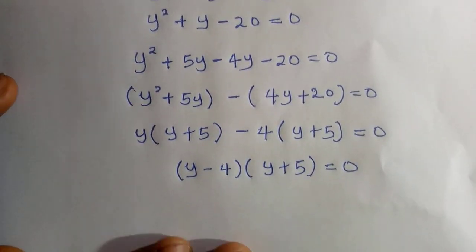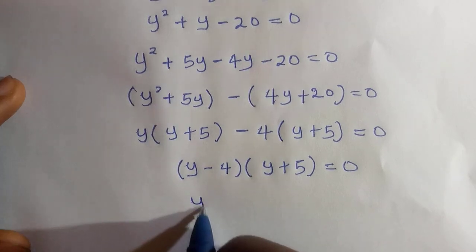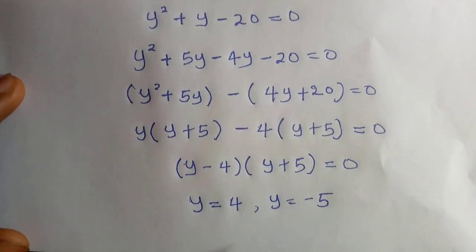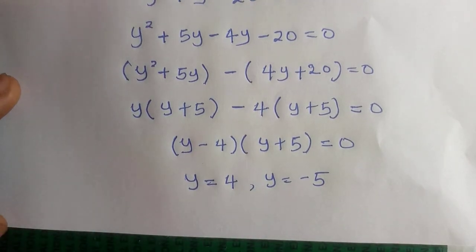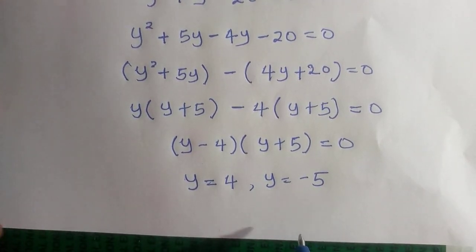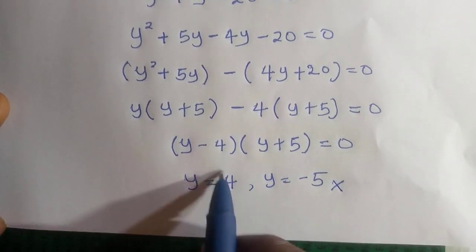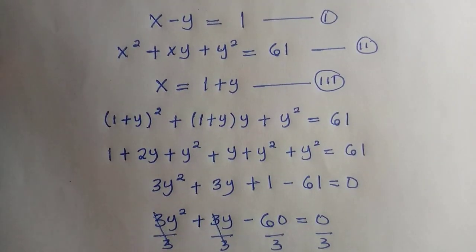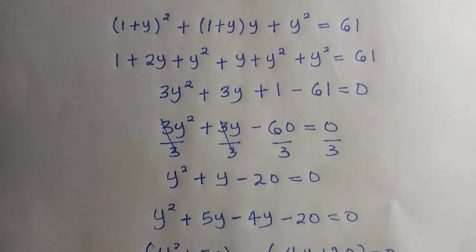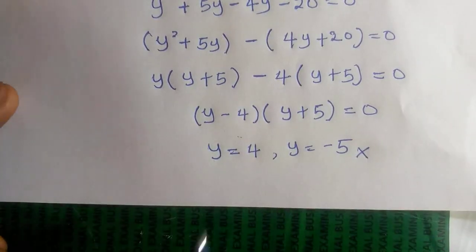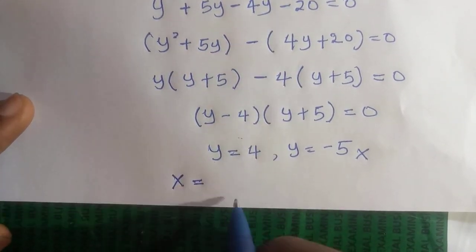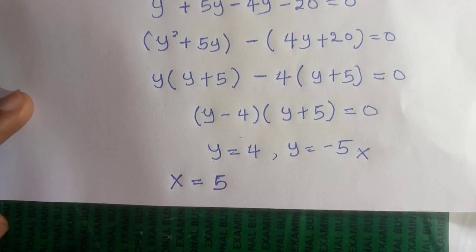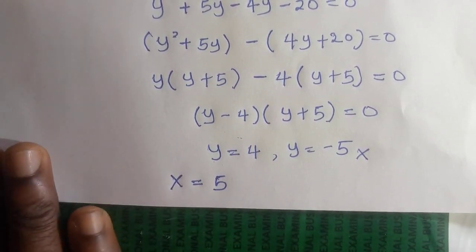Everything equals 0. With what we have here, y equals 4, comma, y equals minus 5. Since x and y are members of natural numbers, and minus 5 is not an element of natural numbers, we reject this and only go for y equals 4. Now recalling equation 3, which is x equals 1 plus y, where y equals 4, we conclude that x equals 5, because 1 plus 4 equals 5. So this is x and this is y.